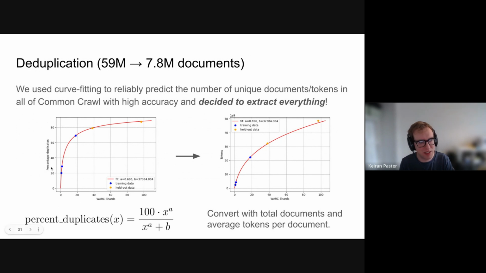Once you have the percentage of duplicates, you can transform it into the total number of tokens and get a pretty reliable fit. Based on these curves, we decided that even after extracting 20 or so of these shards, we should continue past 100 and just do everything, because we're still getting a lot of tokens. So this is our deduplication work.